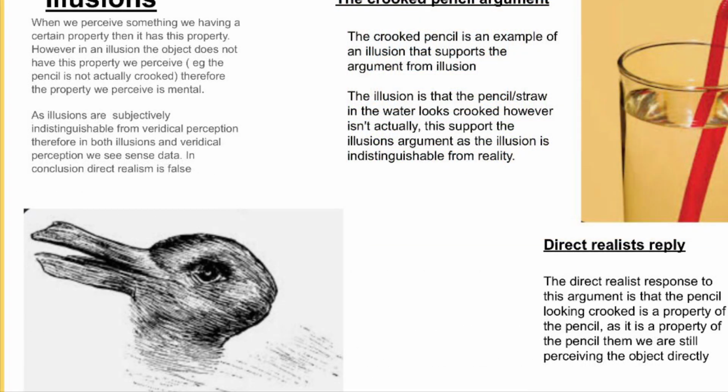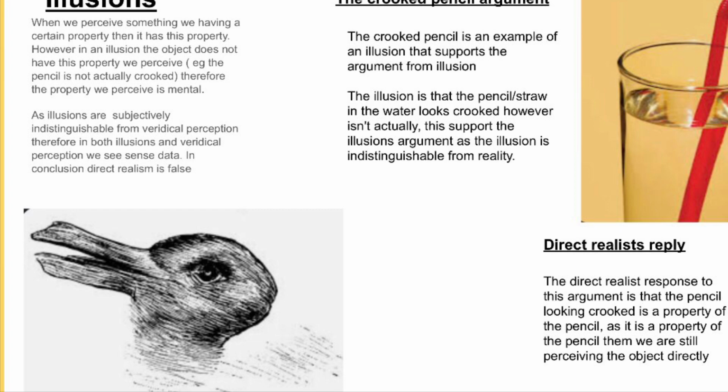Another criticism of direct realism is illusions. When we perceive something to have a certain property, then it has this property. However, in illusions, the object does not have this property, therefore that property we perceive is mental. As illusions are subjectively indistinguishable from veridical perception, in both illusions and veridical perception, we see sense data.